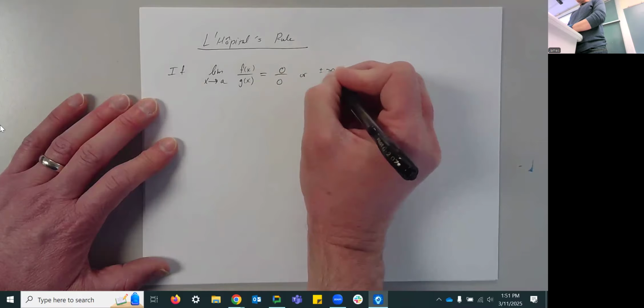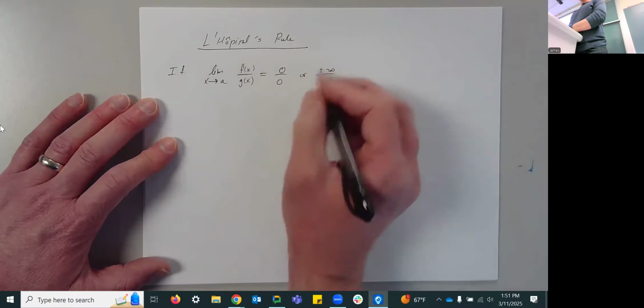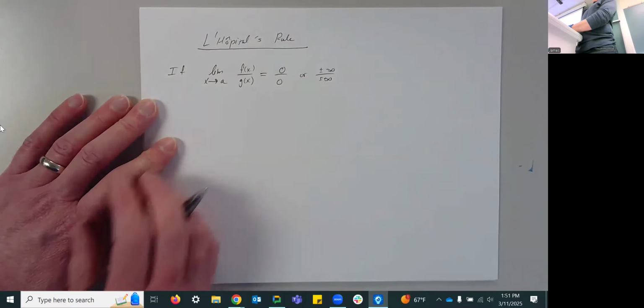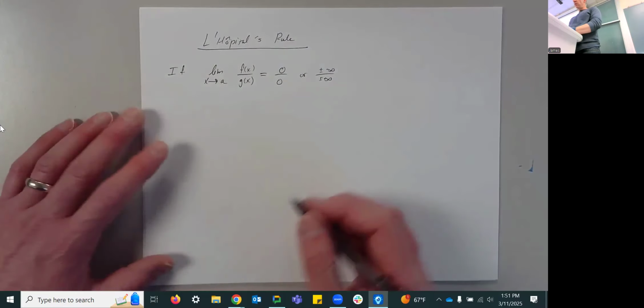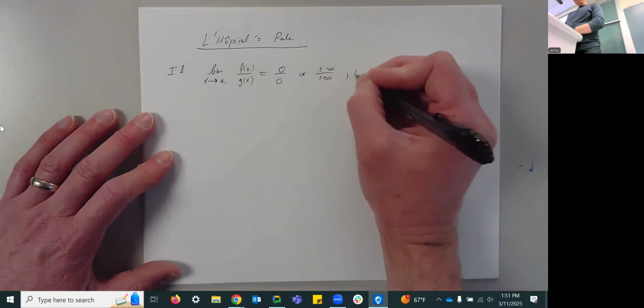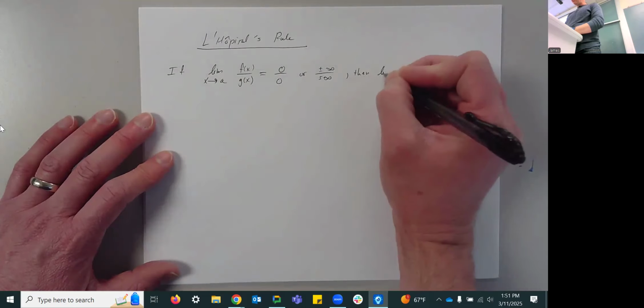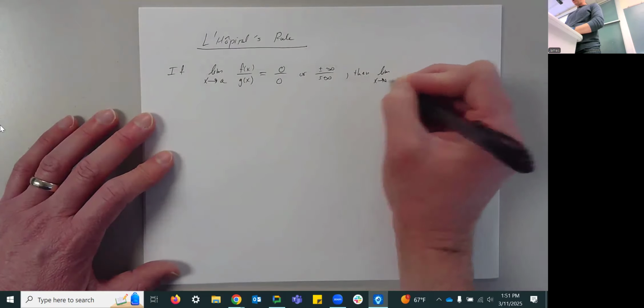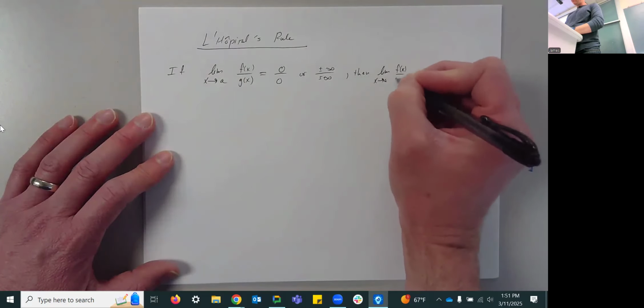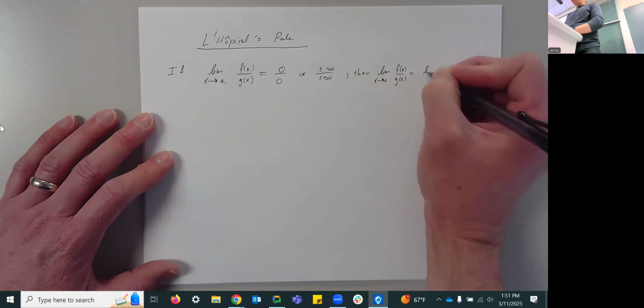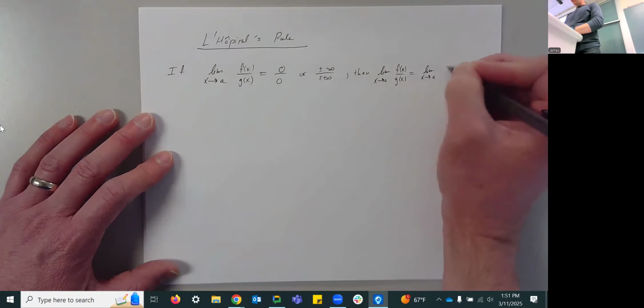If that limit is either a 0 over 0 type or some sort of infinity over some sort of infinity, the sorts do not have to match. You can have a positive on top and a negative on bottom or vice versa. Then it is true that the limit as x approaches a of f over g is equal to the limit as x approaches a of the derivative of f over the derivative of g.